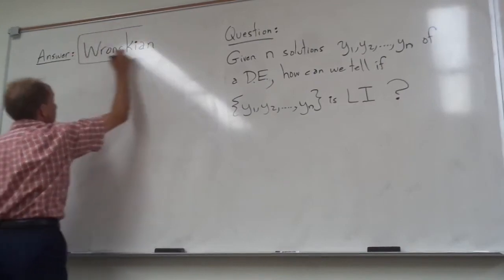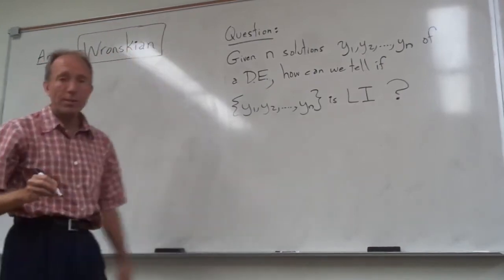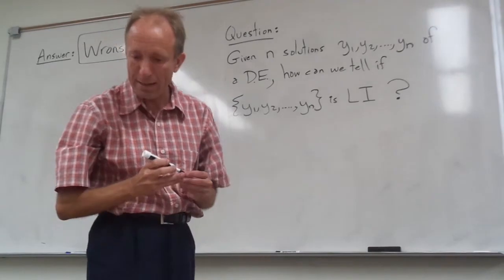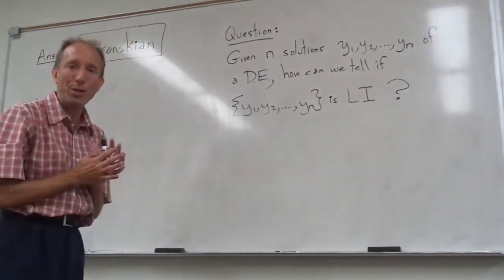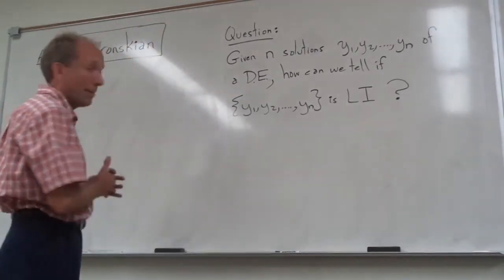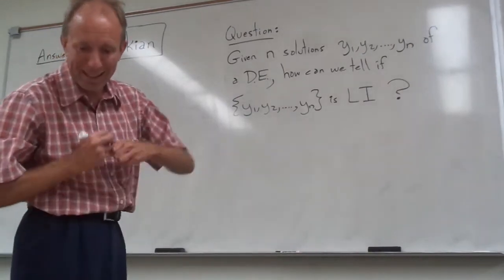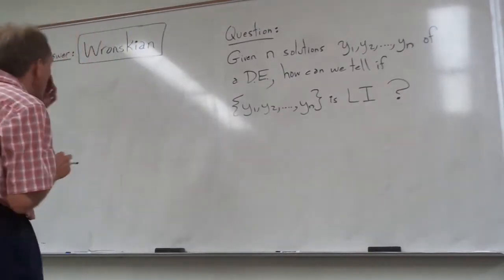The Wronskian, okay? It's named after this crazy mathematician. The guy didn't have a whole lot of friends. He was pretty nutsy. But he did get credit for this little technique. Let me explain what the Wronskian is.